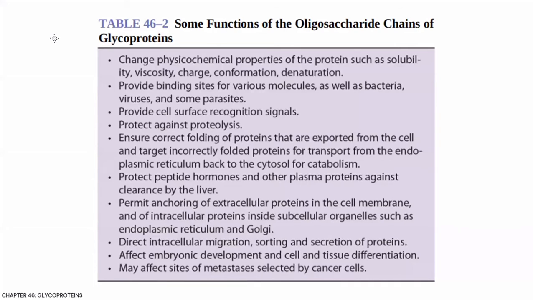It also ensures correct folding. Remember, I mentioned your calnexin for the folding of proteins that are exported from the cell, and it targets incorrectly folded proteins for transport from the endoplasmic reticulum back to the cytosol for degradation. So if it is an incorrectly folded protein, then we also remove that. It is not allowed to be transported outside of the cell and has to be degraded in the cytoplasm.